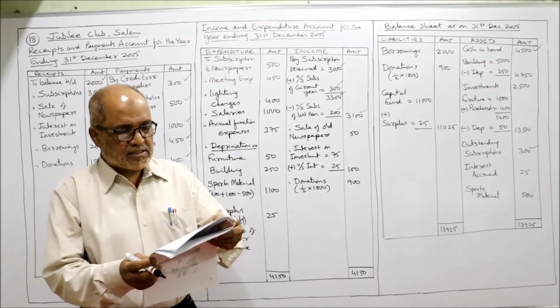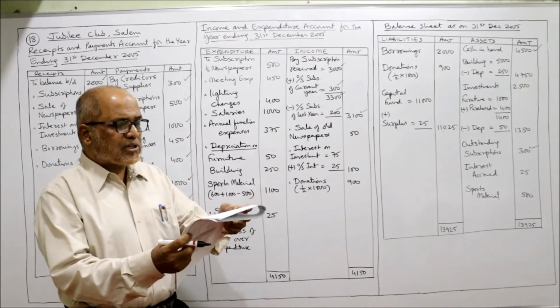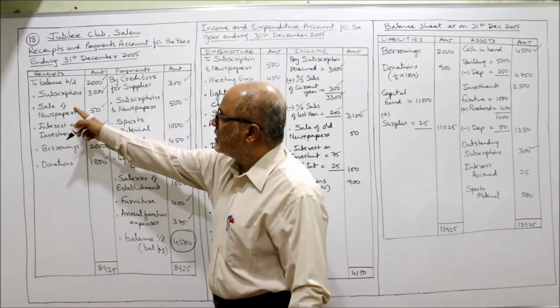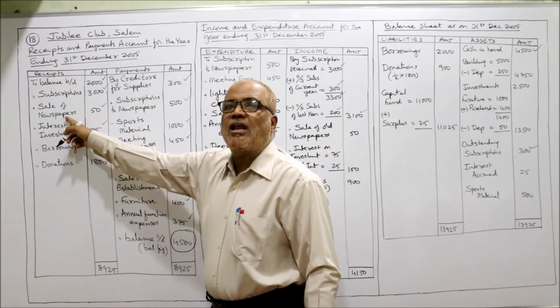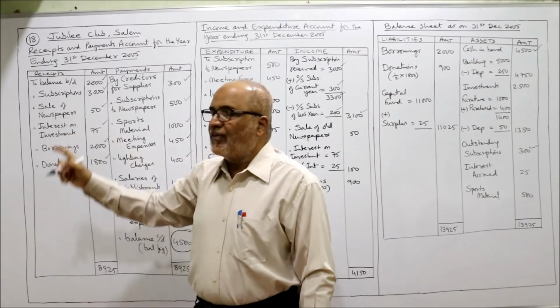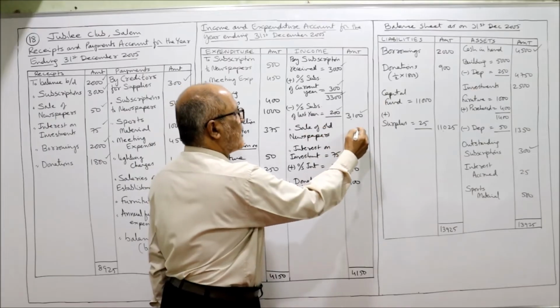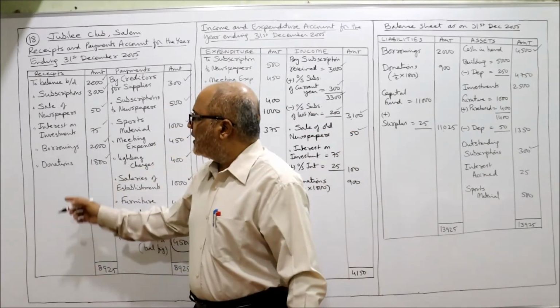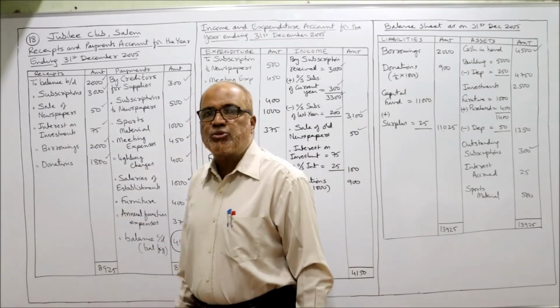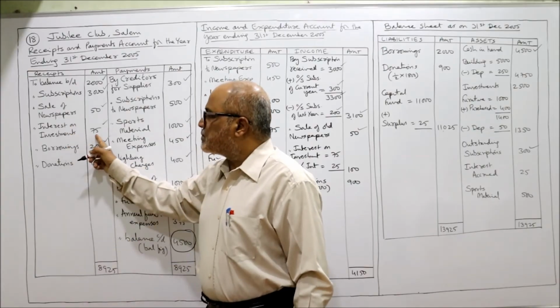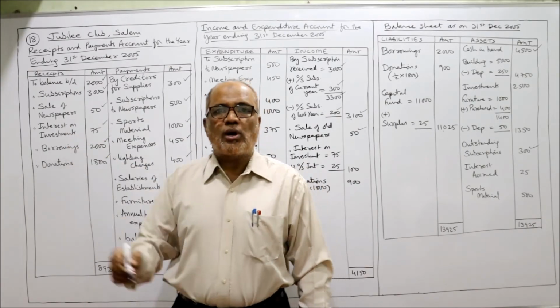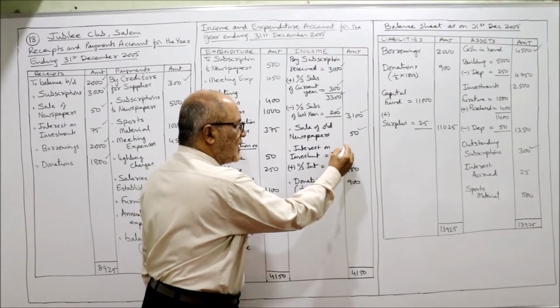Got it? Next. After subscription, what is the next receipt you see? Sale of newspaper. It's a revenue income. So 50 rupees sale of newspaper, I have taken 50 rupees, right? Similarly, next one is interest on investment. Interest on investment 75 rupees received. So I have taken interest on investment 75.